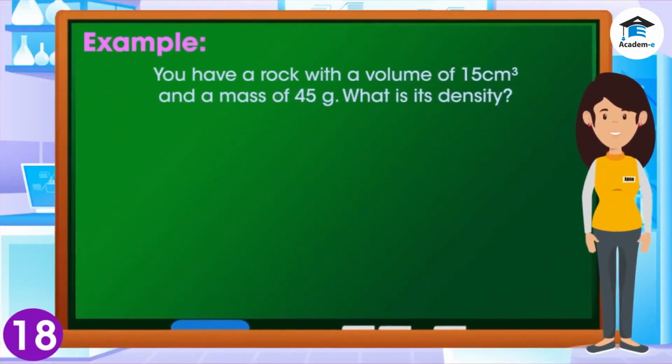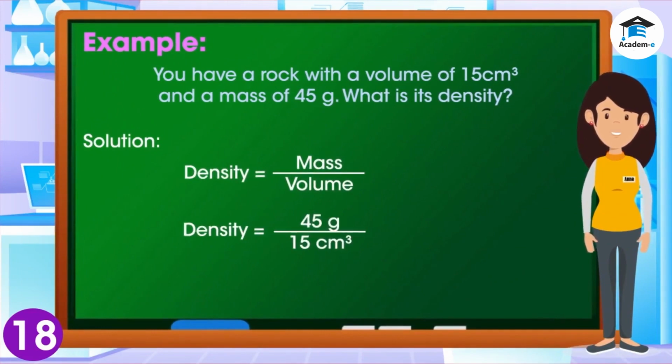You have a rock with a volume of 15 cubic centimeters and a mass of 45 grams. What is its density? The density of the rock is 3 grams per cubic centimeter.